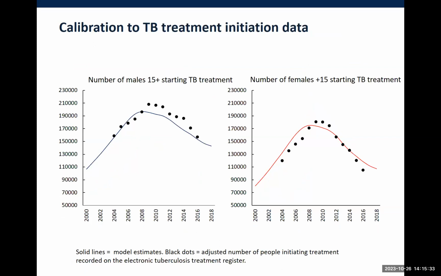Similarly, for treatment initiations, treatment initiations were higher in men compared to females, but our model did not capture the trends very well. This is possibly due to our model underestimating, particularly for the men, and also slightly overestimating for females in the earlier years.